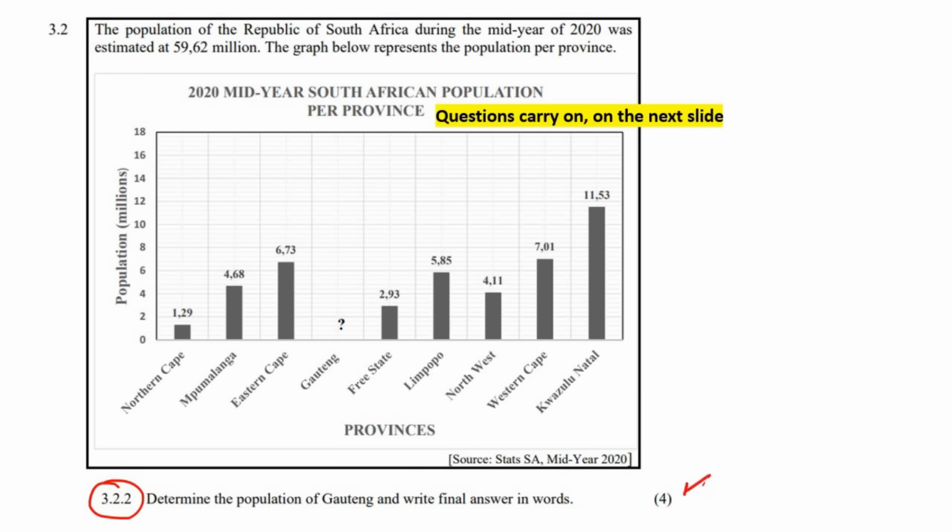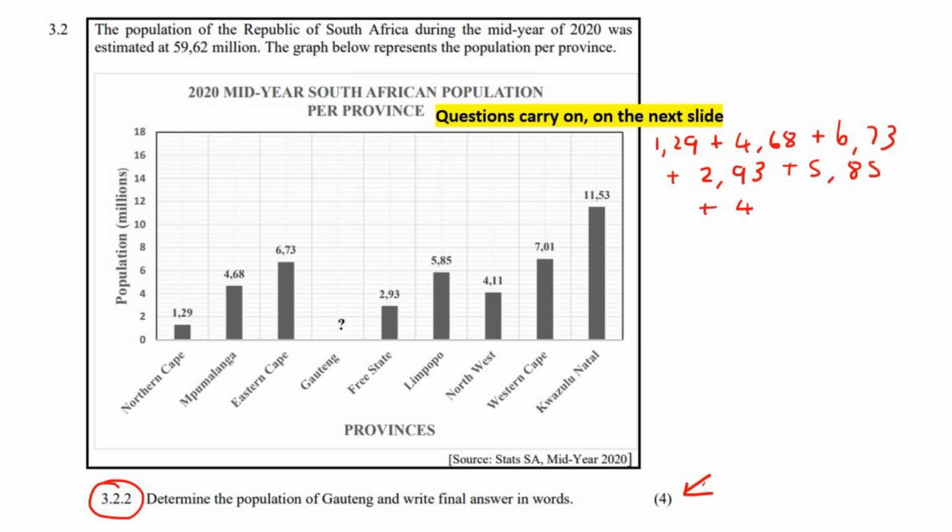This question for 4 marks says, determine the population of Gauteng. Well, now think about this. We know that there's 59.62 million people in South Africa at that time. This is for Northern Cape, Mpumalanga, Eastern Cape, Free State, Limpopo, Northwest, Western Cape, KwaZulu-Natal. So if we add all of those numbers together, then we can subtract it from this number to see how much is left over for Gauteng. So let's quickly add up 1.29 plus 4.68 plus 6.73. Sorry, this is going to go on different lines.